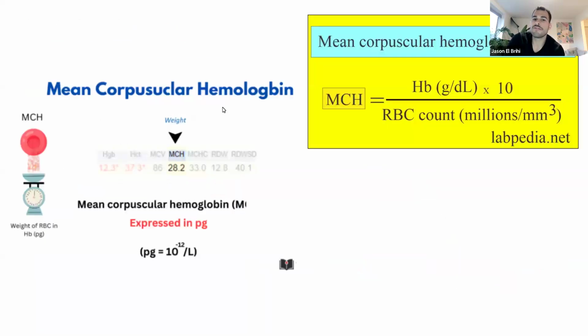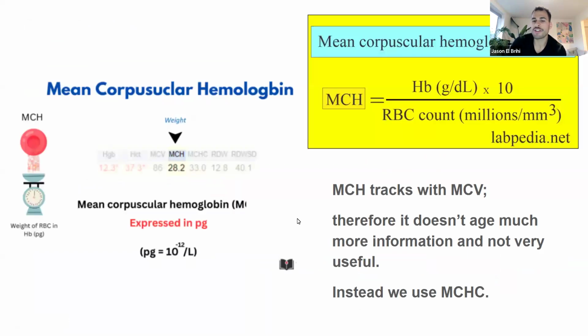The mean corpuscular hemoglobin comes next. This tells you the raw amount of hemoglobin that is inside each cell, and you can get it by dividing the HB by the red cell count. Now, unfortunately, this measure doesn't really add much, because the bigger the cell is, the more hemoglobin it's going to have. So we already know what the size of the cell is. So we don't actually use this much clinically.